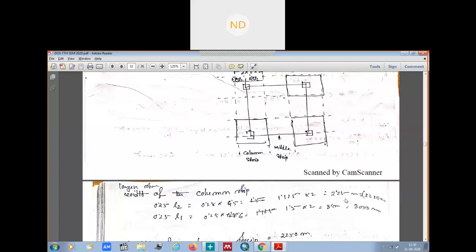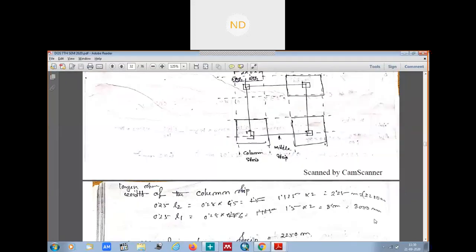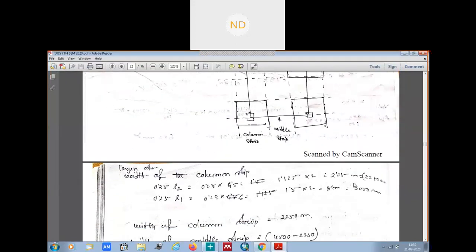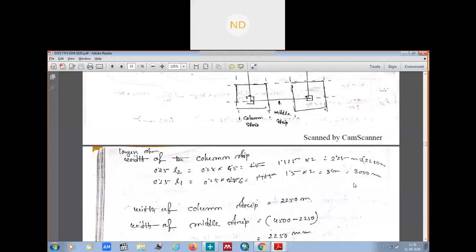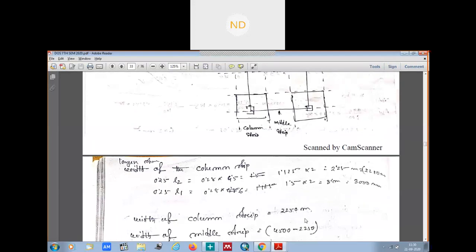So that means this is our column strip. Column strip means design, whichever is smaller of these two on each side of the column, center to center line. Okay, so we got our column strip. Now when we got this along the longer span, we can calculate the width of the column strip, which is 2250, and width of the middle strip will be how much now?